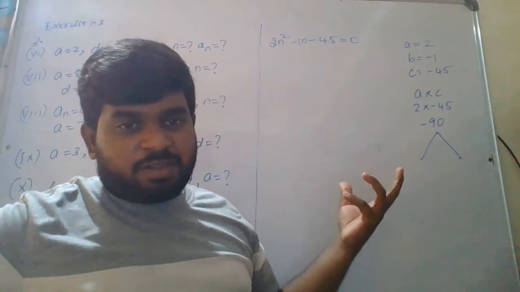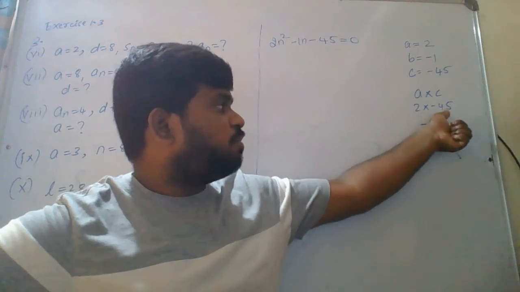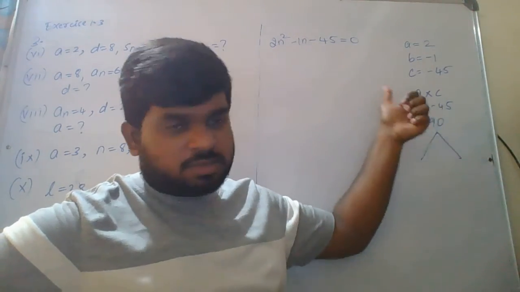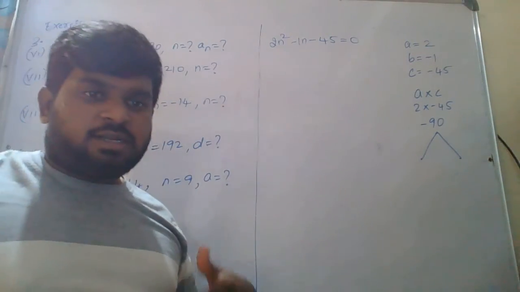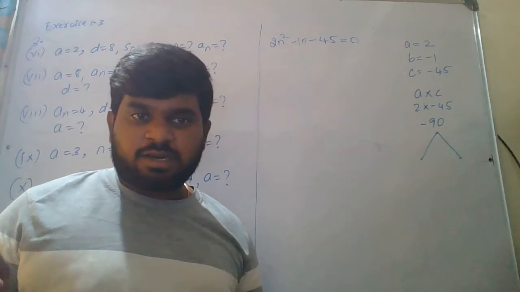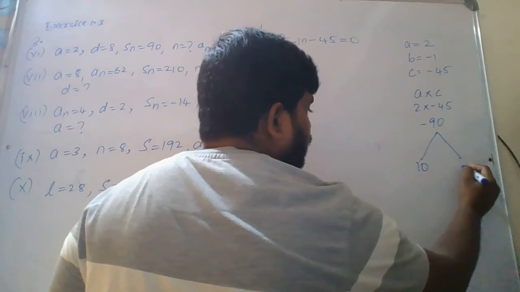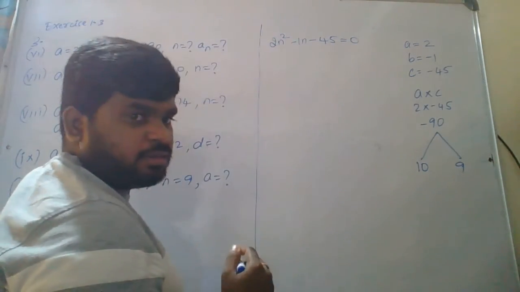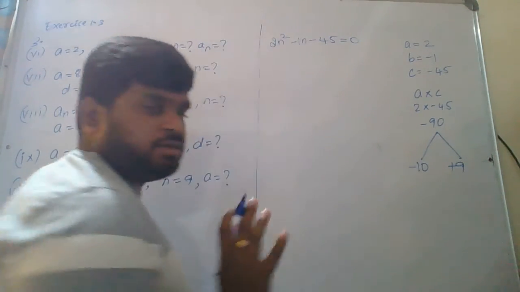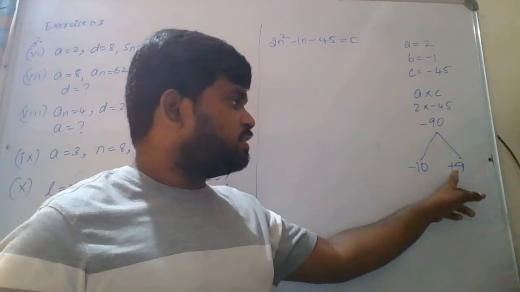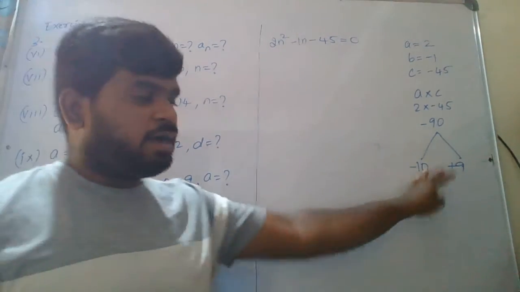So, for example, if I take 45 into 2 itself, if I multiply these two numbers, I get 90. But if I subtract these two numbers, will I get 1? No. So, which is the correct number? 10 nines are 90. If you multiply, you're getting it. If you subtract 10 and 9, will you get 1? Yes. Actually, we need negative 1. So minus 10 plus 9 is the correct number. You get minus 1. You multiply, you get minus 90. So these are the correct numbers.